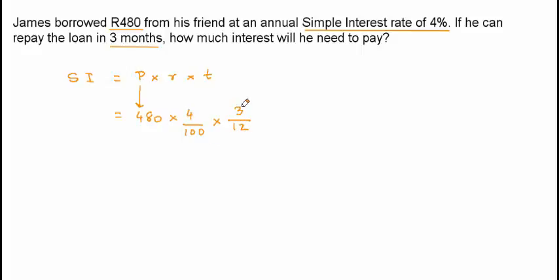And then you could actually simplify this, divide 3 and 12 with 4 each. 3 times 4 is 12. And then we have a 4 here, we have another 4 here. So that's gone. So we have a 1 and a 1. So effectively this is 480 over 100, or 480 divided with 100, which is 4.8 Rand. This is the interest that James is going to pay to his friend.